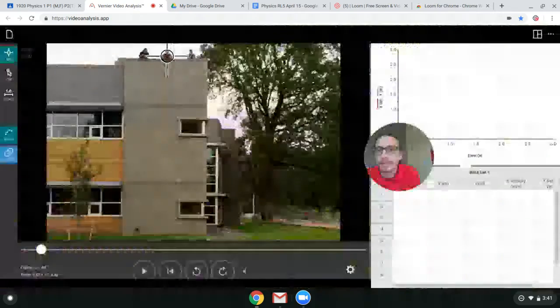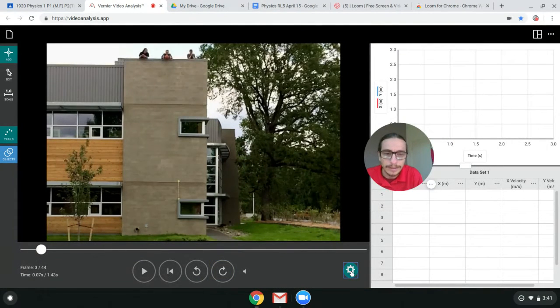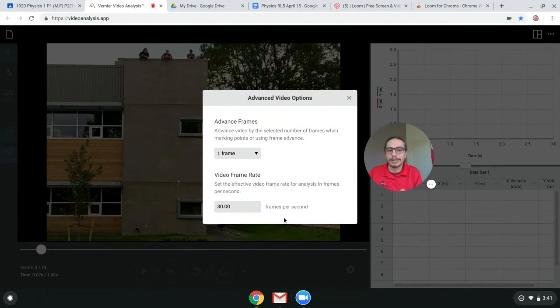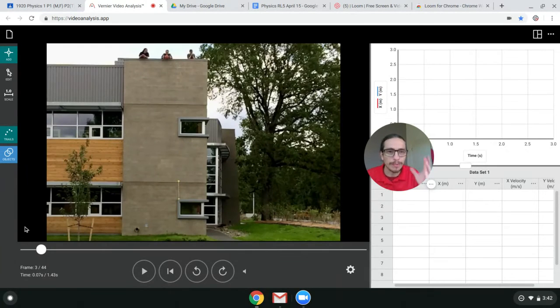All right. So now I'm going to go to my settings down here. And because there's only 44 frames, if I skipped every 5 frames, I'd only get like 8 data points. I need more than that. So I'm going to go 2. All right. 10 to 20 when you're doing video analysis.